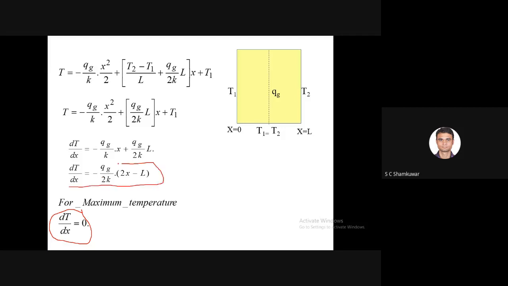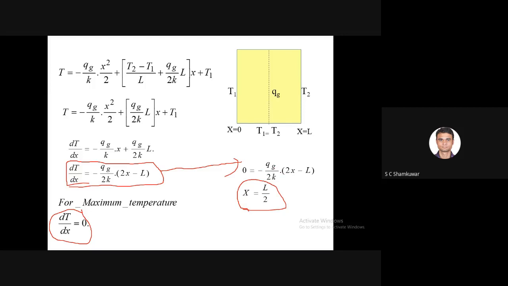Now, if you apply dT by dx, you know this is dT by dx. Just put the condition dT by dx should be 0 for maximum temperature. So what will you get? You will get x is equal to L by 2. Means the maximum temperature will take place when the distance x is L by 2, that is, at the middle of the slab.